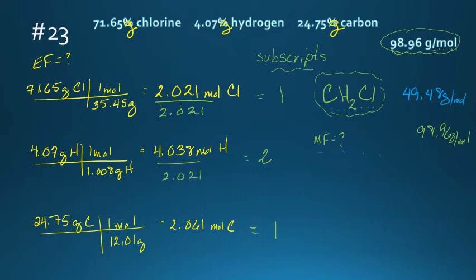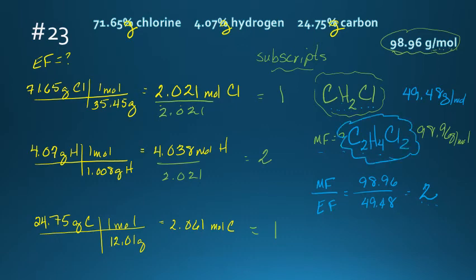We need to find the ratio of the molar mass of the molecular formula over the molar mass of the empirical formula. So 98.96 divided by 49.48, I'm going to guess that's going to give us 2. And it does, 2. So for our molecular formula, we're going to multiply this 2 by each of these subscripts. So the final answer, C2H4Cl2. We are finally done with this problem.